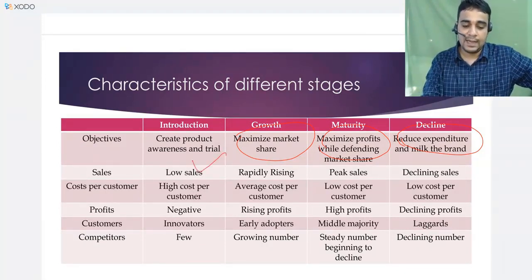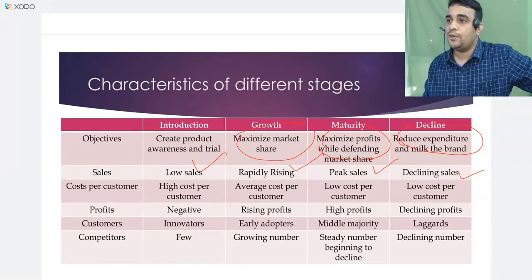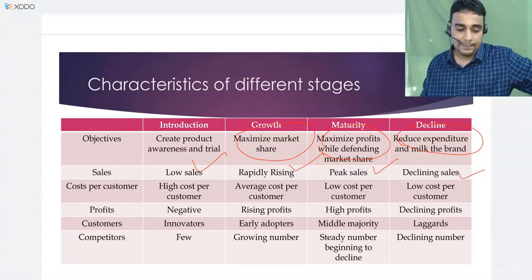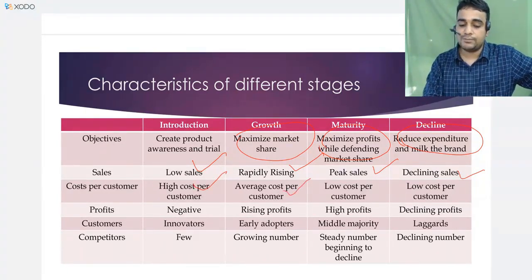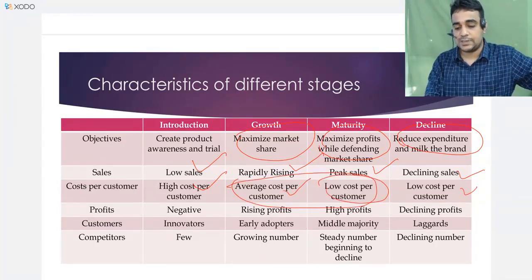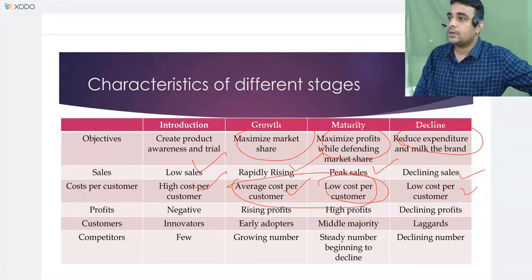Sales: low sales, rapidly rising, peak sales, declining sales. This is what I was saying. Low, then there is a rapid increase, then you have reached the peak, then declining. High cost per customer, you end up spending more. Cost comes down. Ideally both should be almost similar. Low cost per customer, this can even end up going high cost also. The last stage can even end up becoming high cost per customer.